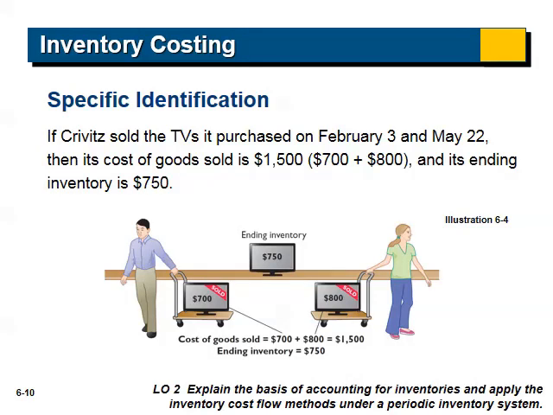With specific identification, you identify which ones in particular you sold. For example, we can assume, not make an assumption, we know, for example, we sold the $700 one and the $800 one, so our cost of goods sold would include adding those 2 together. That would leave us in ending inventory on the balance sheet the $750 one.